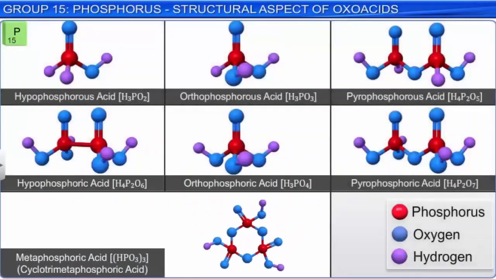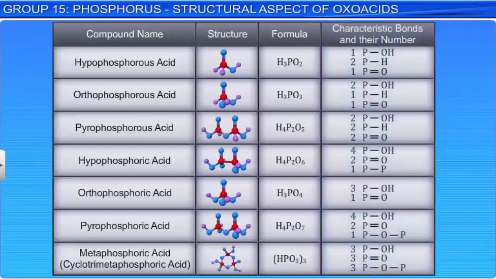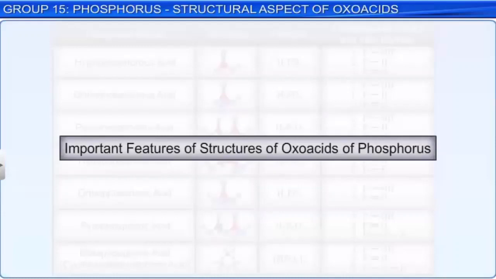Examine the structures of the oxo acids given here. Now, try to list the characteristic bonds and the number of these bonds present in each of these oxo acids before you take a look at the table that has the relevant data. The table here lists the characteristic bonds and the number of these bonds in each of these oxo acids. Let us now discuss the common and some important features of the structures of the oxo acids of phosphorus.